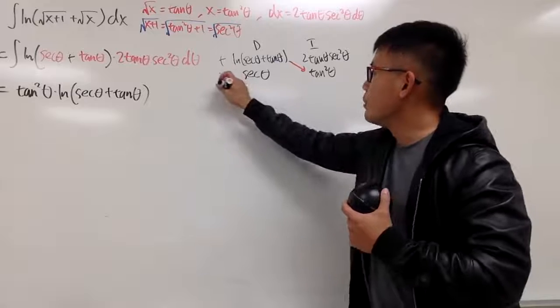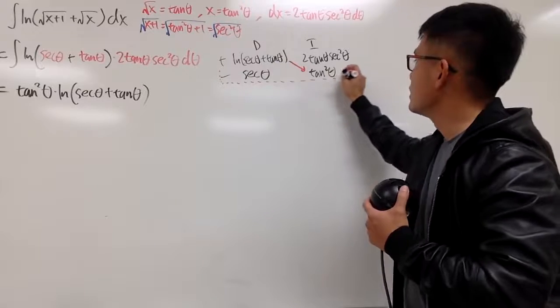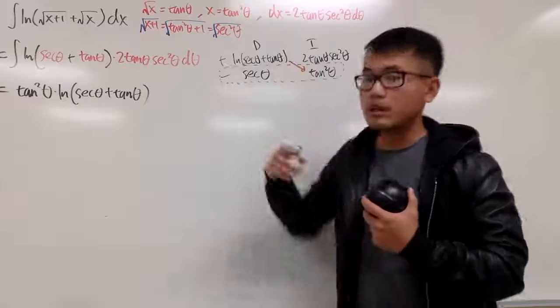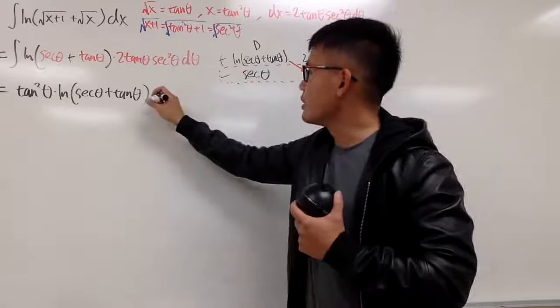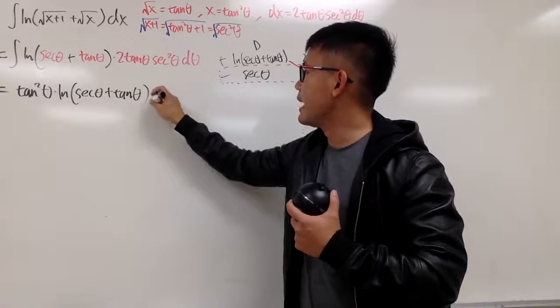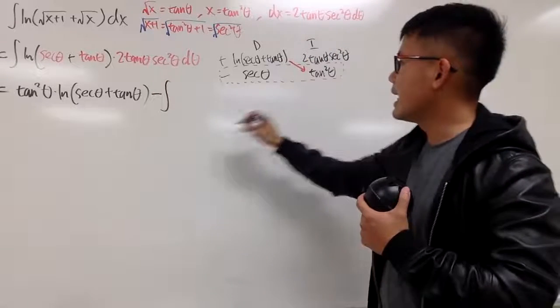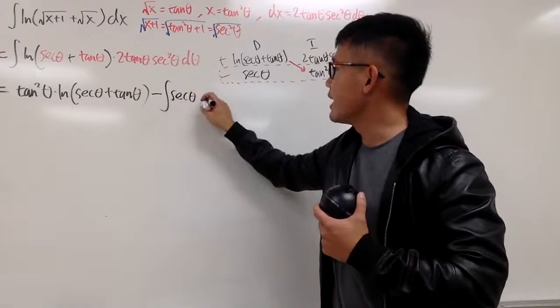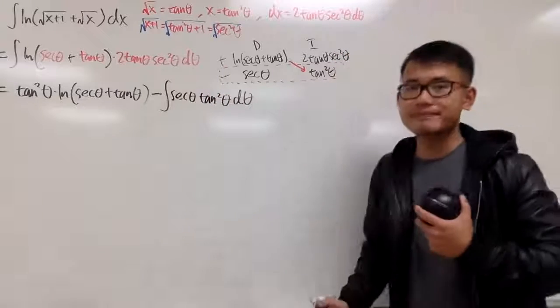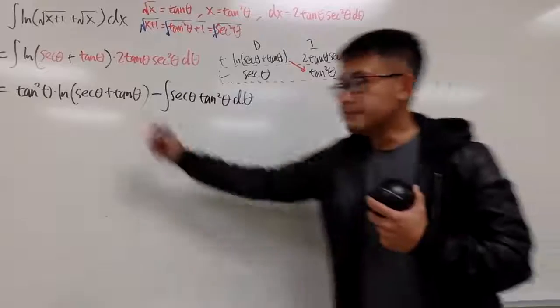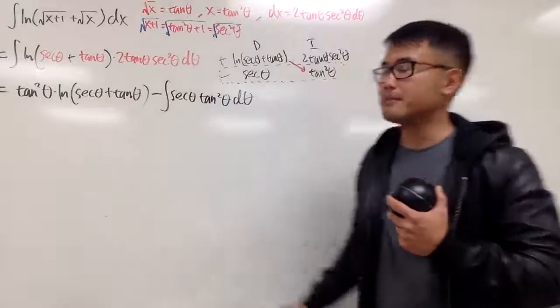And when we multiply this row, keep in mind, the product of a row, it's still an integral. So that's the minus integral, so let's put this down. This is minus the integral, this times that. So we have secant theta times tangent square theta d theta, like that. This part is done. How about this now?